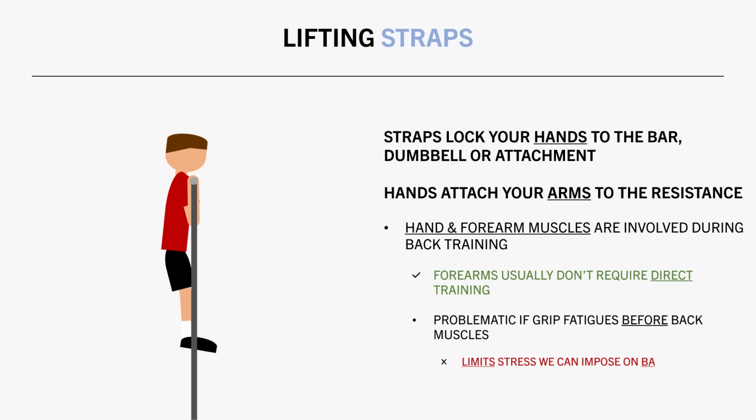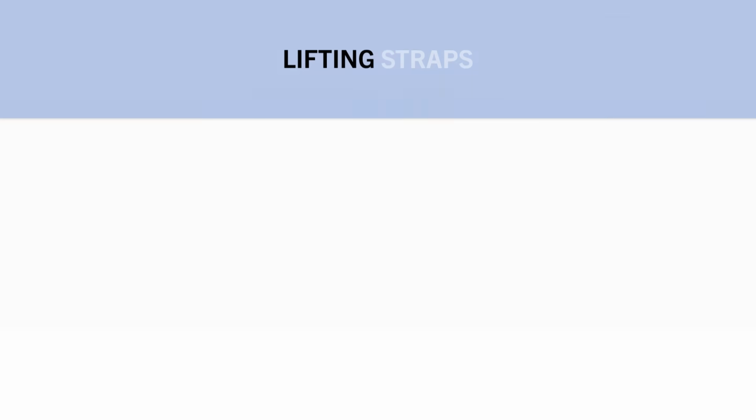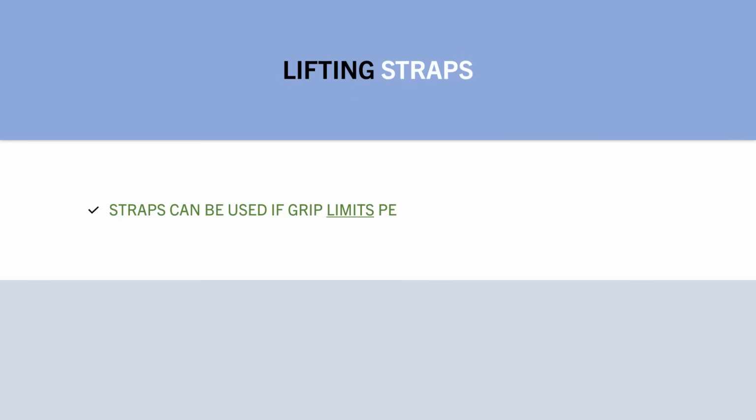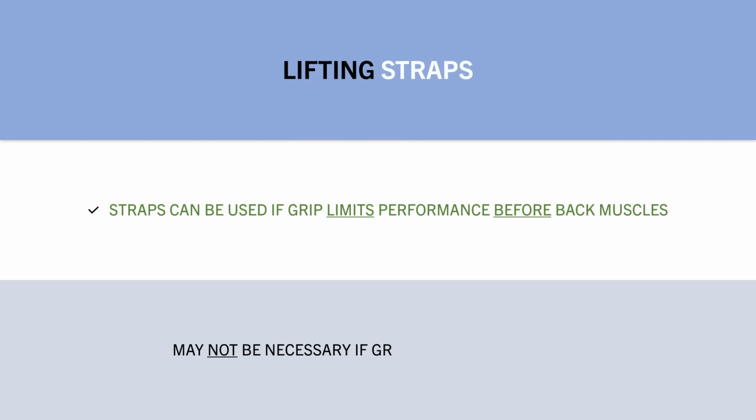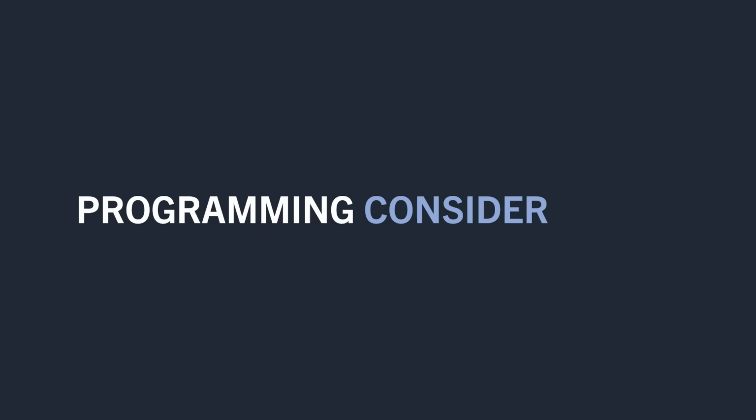If our grip gives out before our back muscles, then we are limiting how much we can fatigue our back muscles. So if you find that your grip is limiting your performance of any row or vertical pulling exercise, then straps can be a useful piece of equipment to improve your back training. However, if you find that your grip isn't an issue, then straps probably aren't going to do much to help your training. And finally, let's discuss a few unique programming considerations for back training.